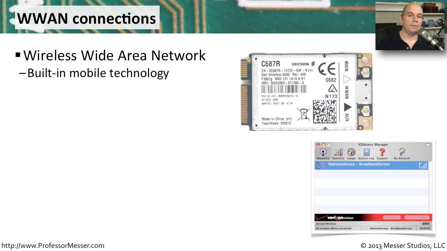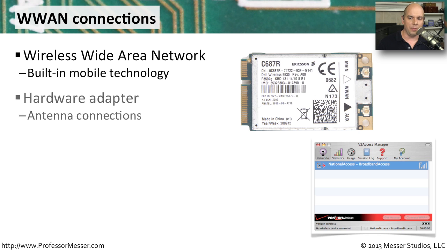If you're someone who travels a lot, you may be using a technology called WWAN, or Wireless Wide Area Network technology. This is using mobile networks to access the network, so you don't need a wireless access point. You're effectively using the same network that's being used by your mobile phones. This usually uses a small PCI interface with a connection for antennas, and it's embedded inside of your mobile device.